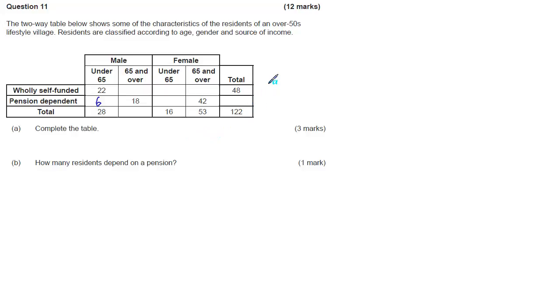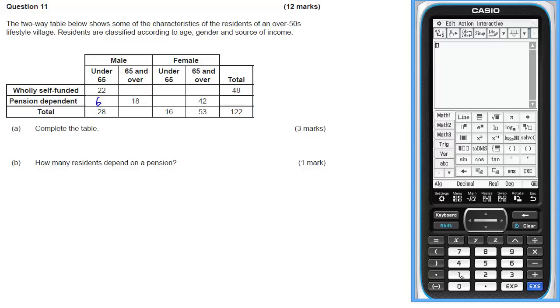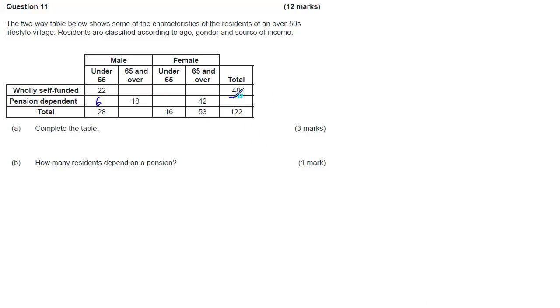48 and 122, so in there we've got to get 122, take away 48, so that's going to be 74. So up here, if we've got 53 here, that must be 11 and 42. Look at the totals across the bottom, they come to 122.